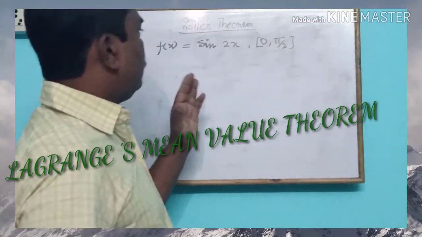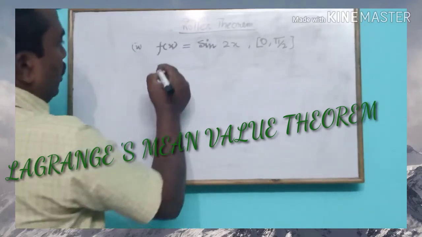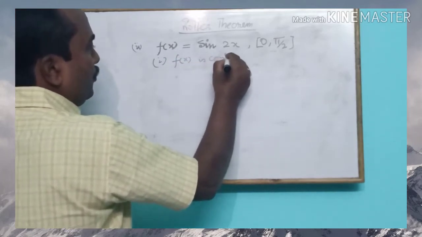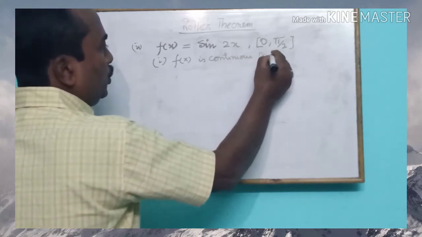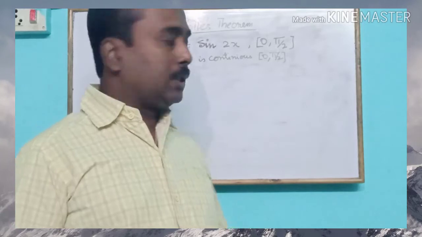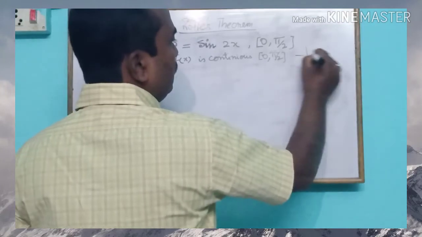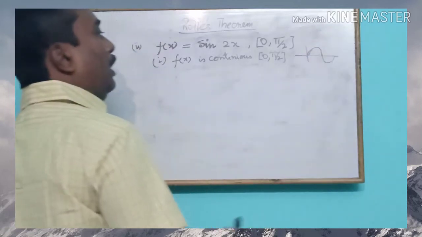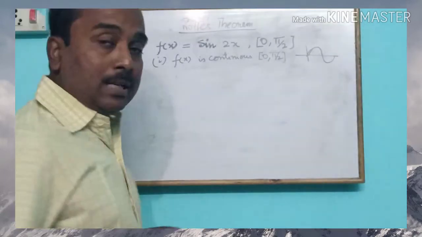Our next example is f(x) is equal to sine 2x in the interval 0 to pi by 2. Now, the first condition, f(x) is continuous in the closed interval 0 to pi by 2. Why? Because f(x) is a trigonometric function. All trigonometric functions are continuous in 0 to pi by 2. And we also know that the sine function curve is somewhat like this. So it has a continuous part in between 0 to pi by 2. So f(x) being a trigonometric function, it is continuous.